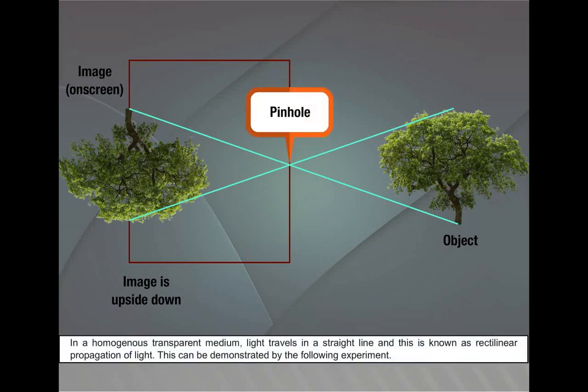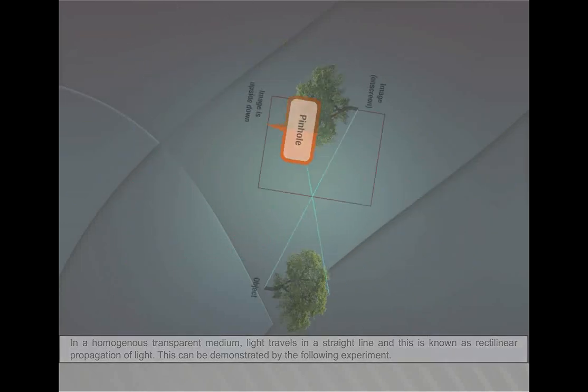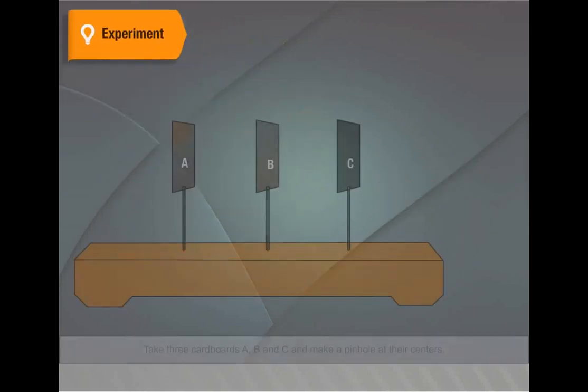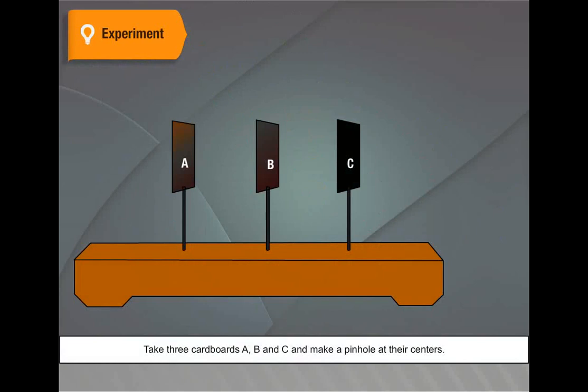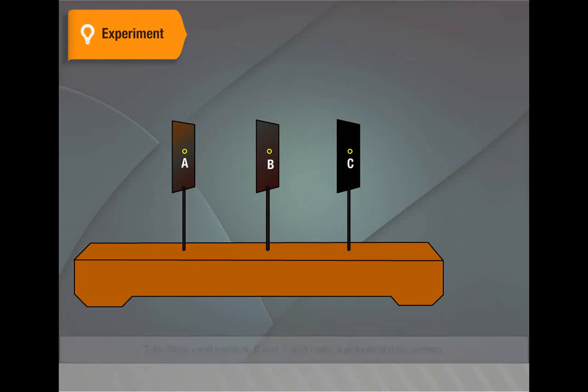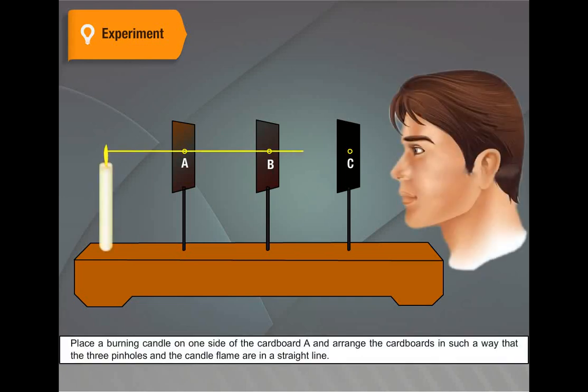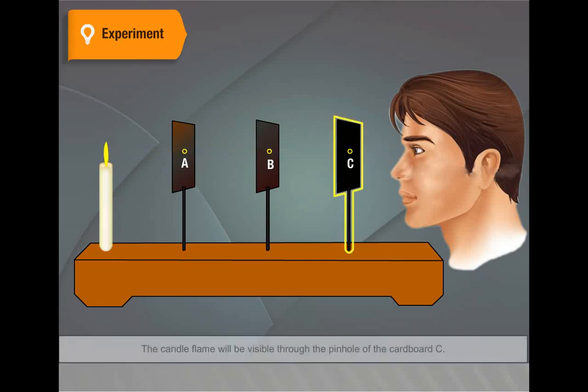In a homogeneous transparent medium, light travels in a straight line, and this is known as rectilinear propagation of light. This can be demonstrated by the following experiment. Experiment. Take 3 cardboards A, B, and C and make a pinhole at their centers. Place a burning candle on one side of the cardboard A and arrange the cardboards in such a way that the 3 pinholes and the candle flame are in a straight line. The candle flame will be visible through the pinhole of the cardboard C.